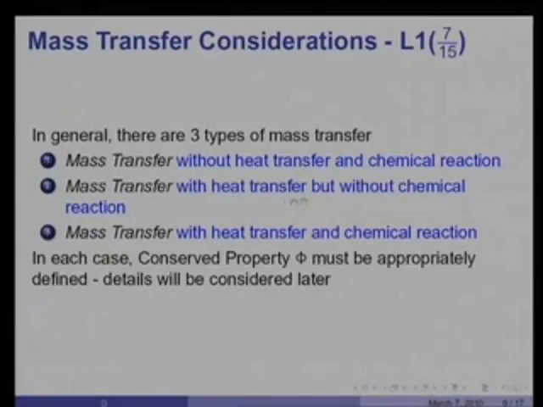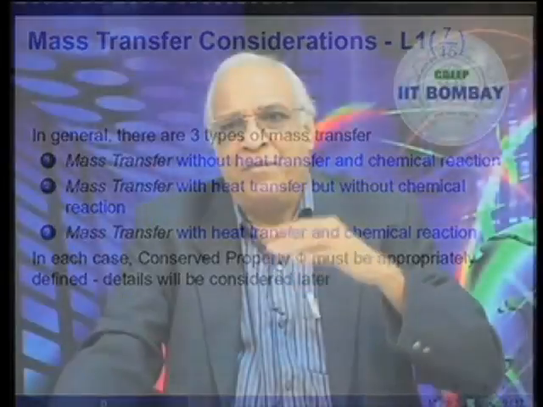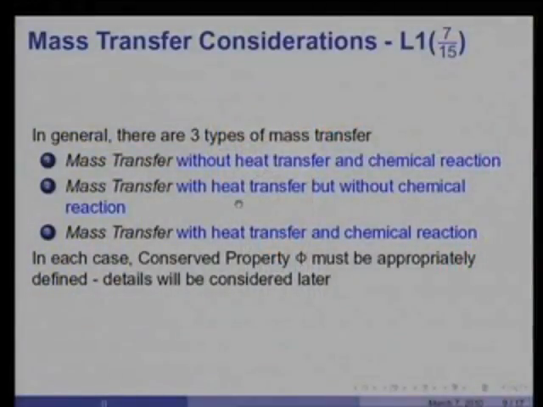Mass transfer with heat transfer, but without chemical reaction. Now imagine that the ambient is hotter than the interface temperature, and it is still hotter than the temperature deep inside the pond. Obviously, there would be heat transfer into the water, but there would be mass transfer accompanied by heat transfer. Of course, evaporation is an inert process. There are no chemical reactions taking place in any of the phases, and therefore we call it mass transfer with heat transfer, but without chemical reaction.